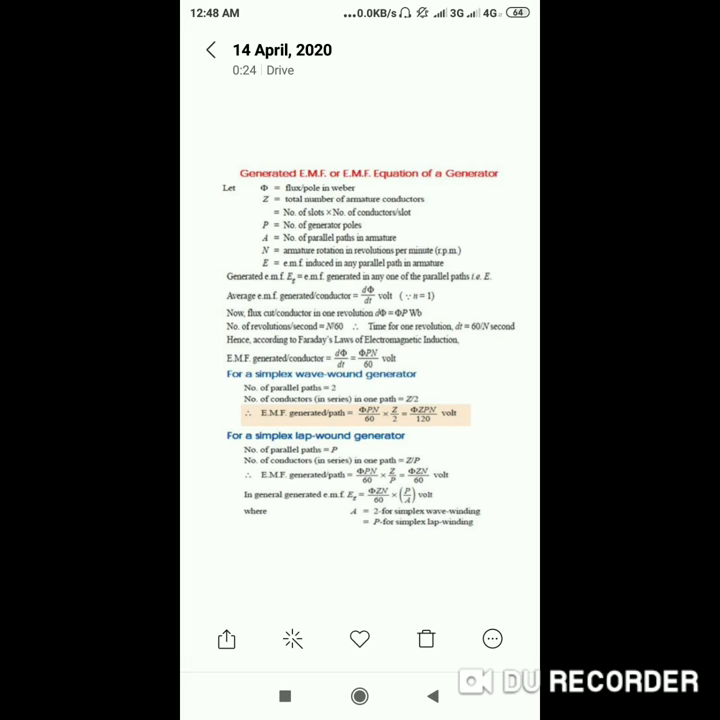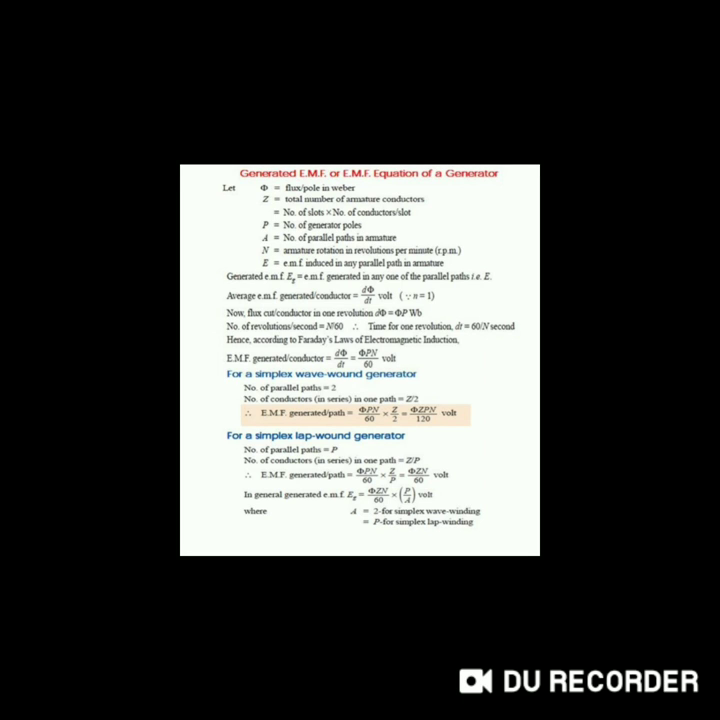So P is nothing but number of generator poles. A is nothing but number of parallel paths in armature. N is nothing but armature rotation in revolutions per minute, that is RPM. And E is nothing but EMF induced in any parallel path in armature. So EG is nothing but generated EMF, that is equal to EMF generated in any one of the parallel paths, that is given by E.